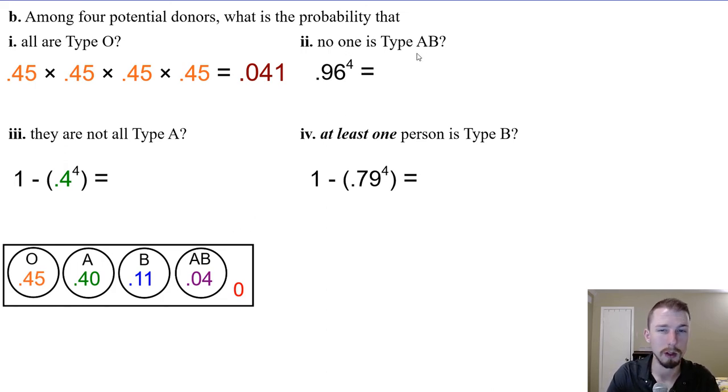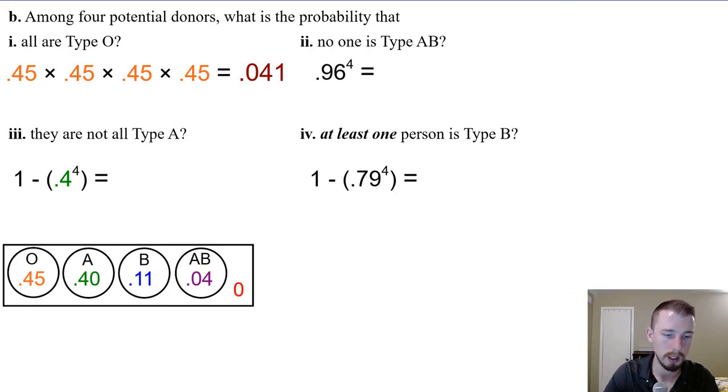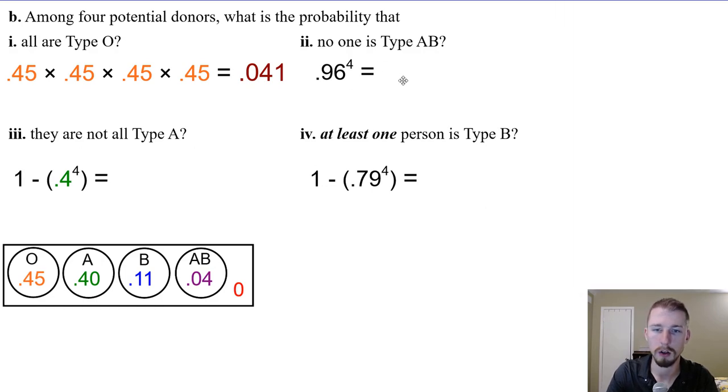No one has type AB blood. So no one is going to be the complement of AB, which is going to be 0.96, and no one of those 4, right? So it's going to be 0.96 to the 4th power. Instead of multiplying 0.96 times 0.96 times 0.96, you can put it in that way. It's a lot easier. So I'm going to do 0.96, and then we're going to use the caret button, and then the 4th power, and that'll work. Alrighty, so that's the probability that no one has type AB blood. That's going to be pretty common because type AB blood is really rare. So it's probably going to take more than 4 donors before we find somebody who has type AB blood.